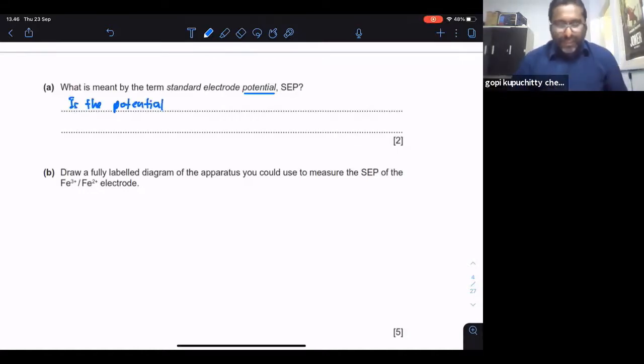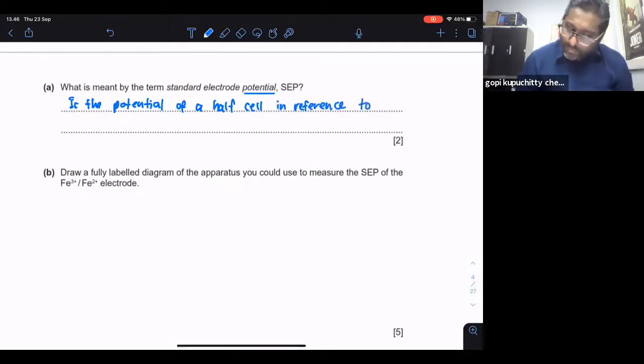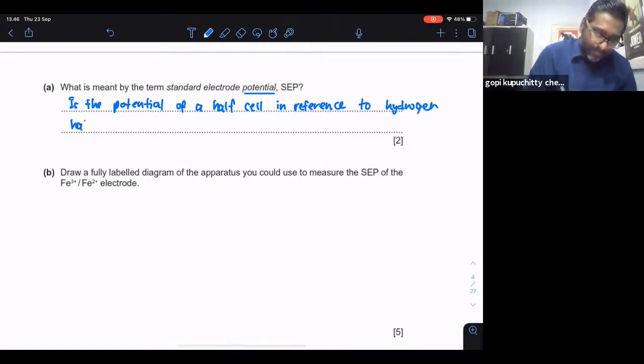Standard electrode potential is compared to hydrogen cells. So it's the potential of a half cell in reference to the hydrogen half cell under standard condition.